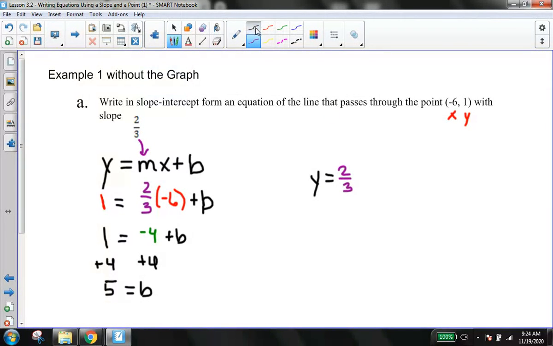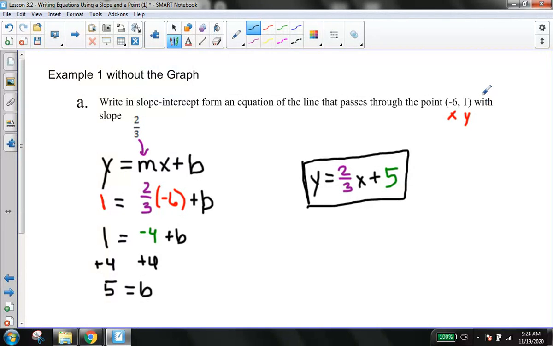I always put that in front of my x, plus, and then I found my y-intercept. I found my y-intercept to be 5. Okay, so the correct answer is y equals 2/3 x plus 5. You can check your answer to see if it's right.